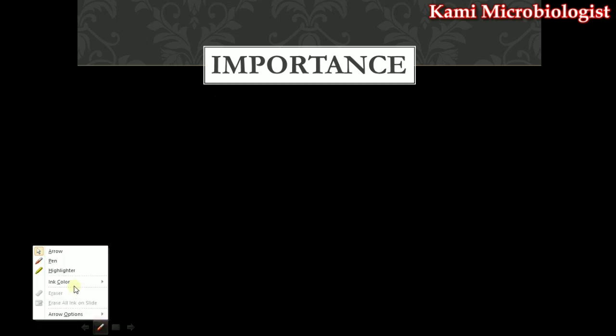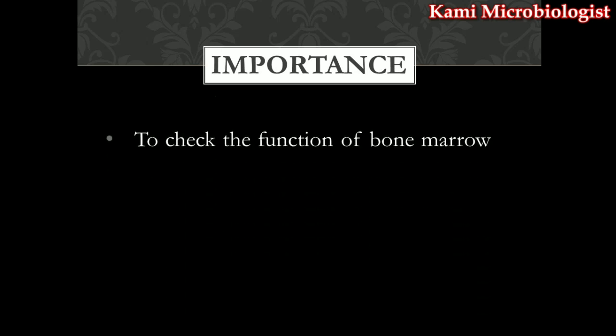Then we have the importance or the uses, or why we perform that test. What are the main purposes of that test? We perform that test just to check the function of the bone marrow, because we better know that if the bone marrow is properly functioning, the reticulocyte range will be maintained in the blood. And if it is not functioning properly, then it is improperly producing the RBC, not at a normal level.